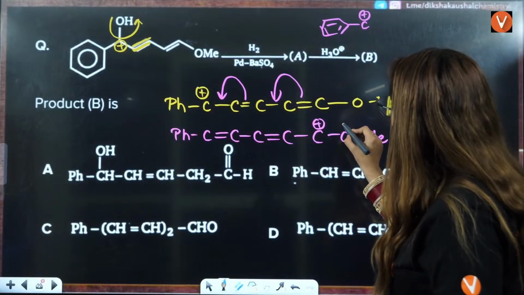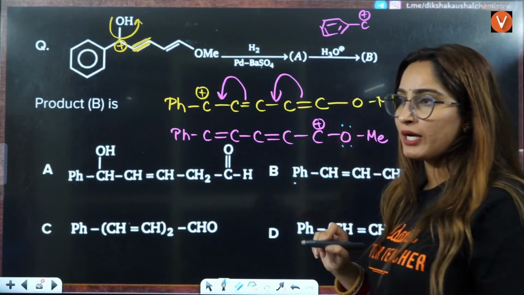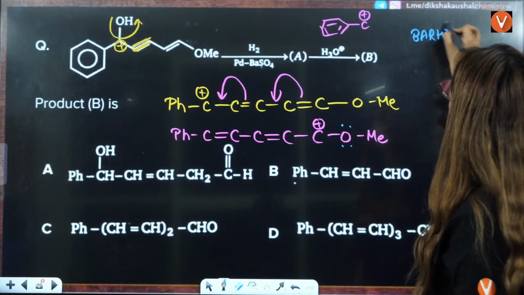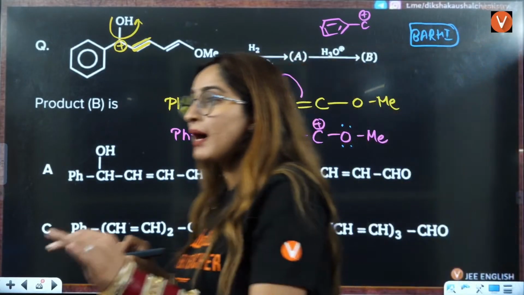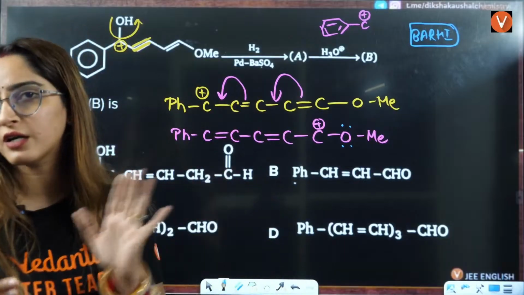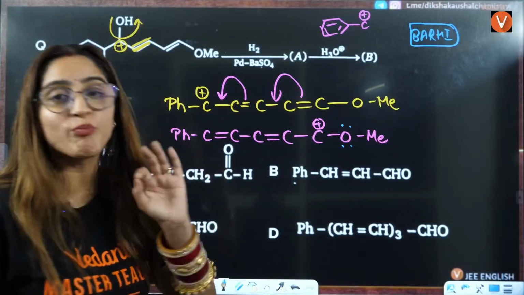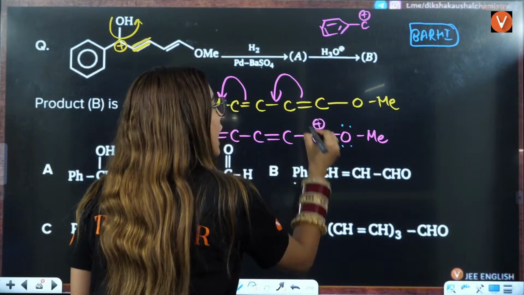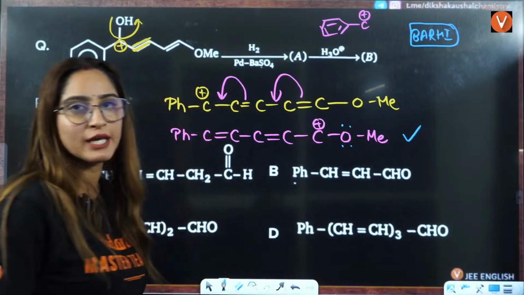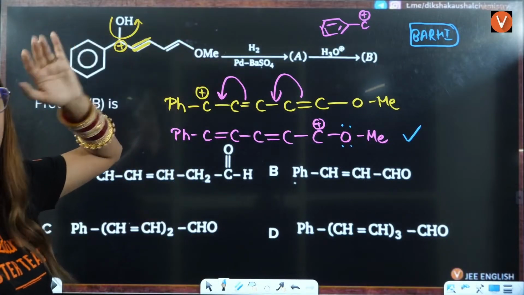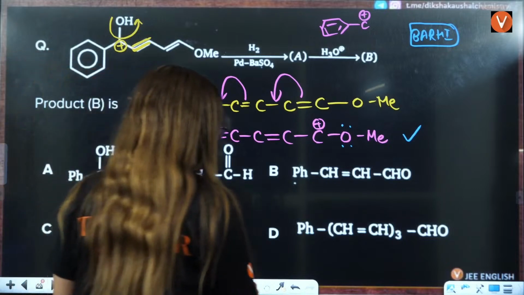Right? If you see, here you can see back bonding. And we know from BARHI, this is the order of stability of intermediates, right? BARHI means back bonding, aromaticity, resonance, hyperconjugation, inductive effect. That means back bonding has more priority as compared to resonance. That means this carbocation will be preferred here, right? Then you have OH negative in the solution also, right? So again, what will happen?